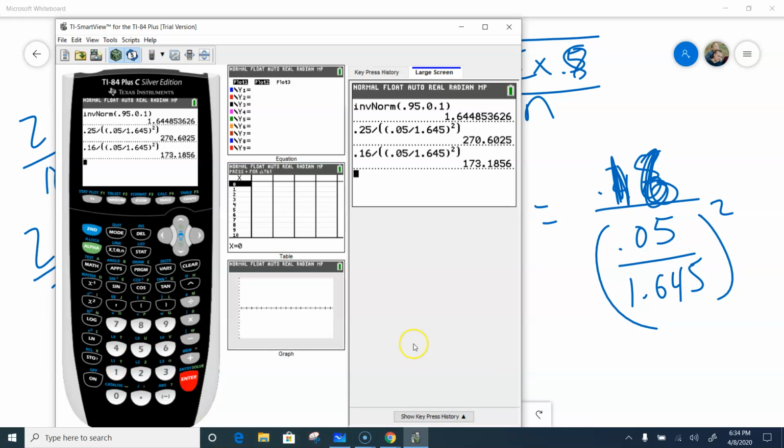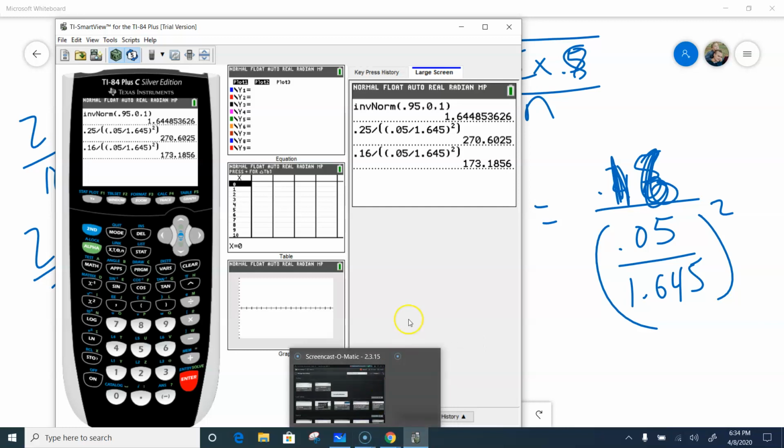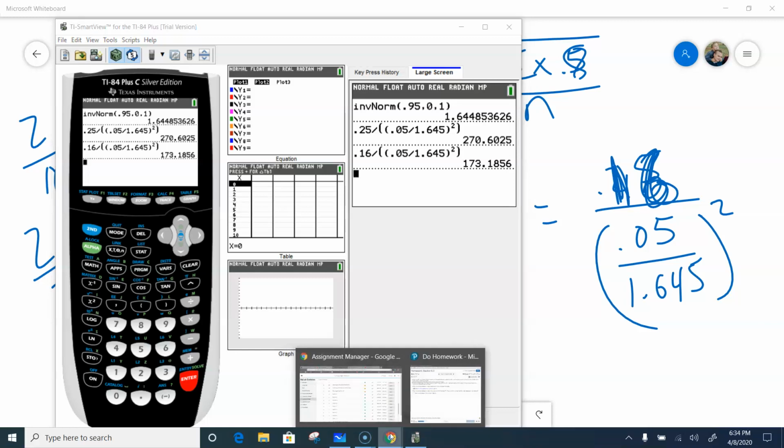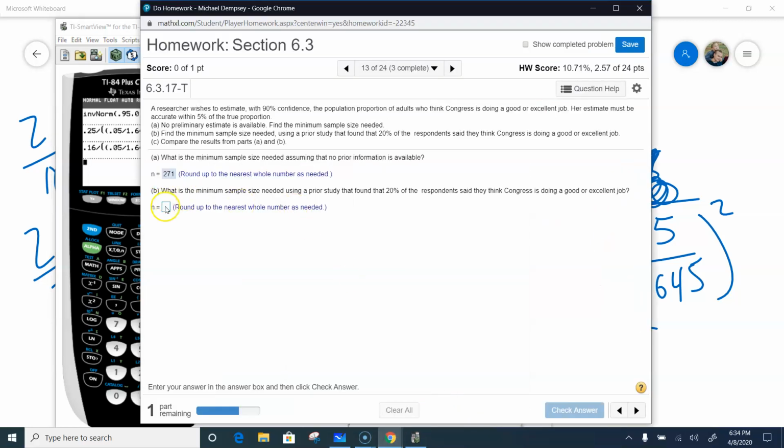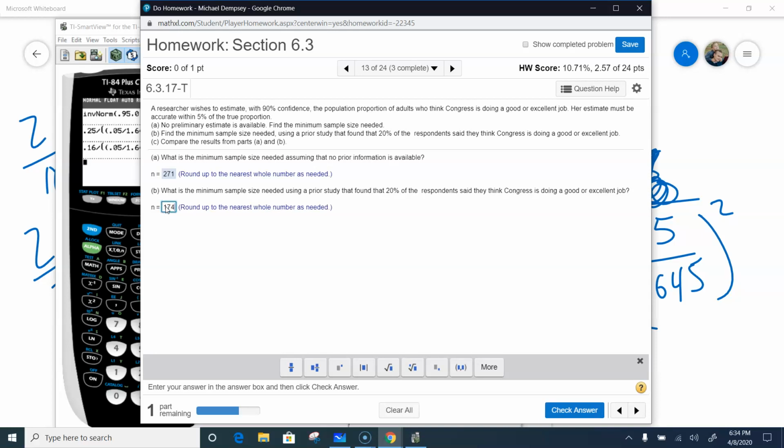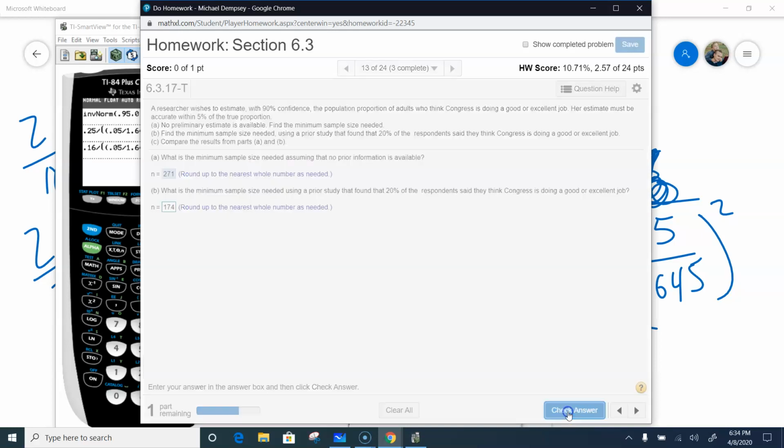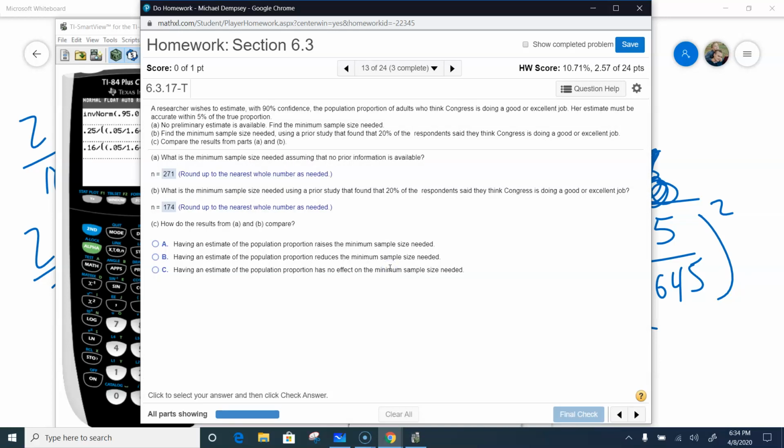And I get 173.1. Again, I can't take 173.1. If I round that down, though, then my margin of error is going to increase, so I have to always round that up. So I'm going to have to go back up to 174. I know that's not your traditional rounding rule, but you have to round it not to the nearest whole integer, but always round it up to the next largest one.